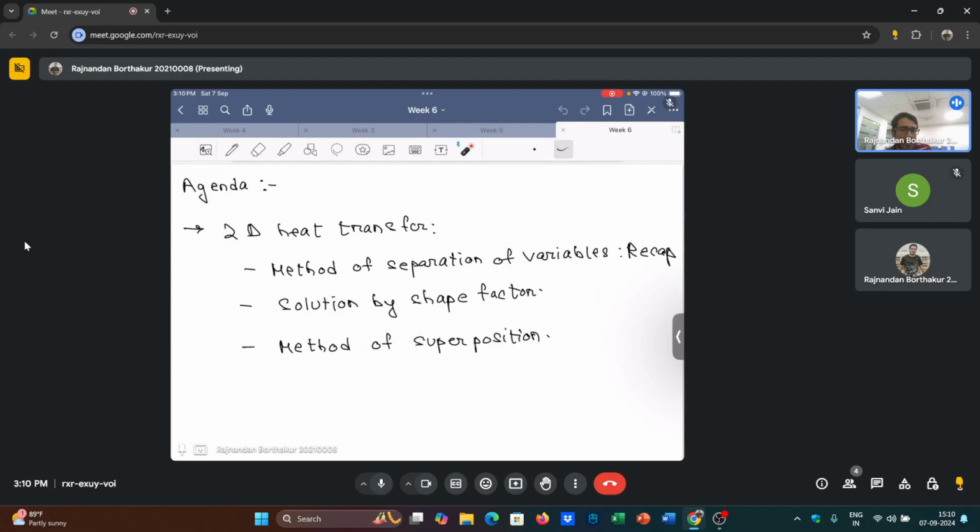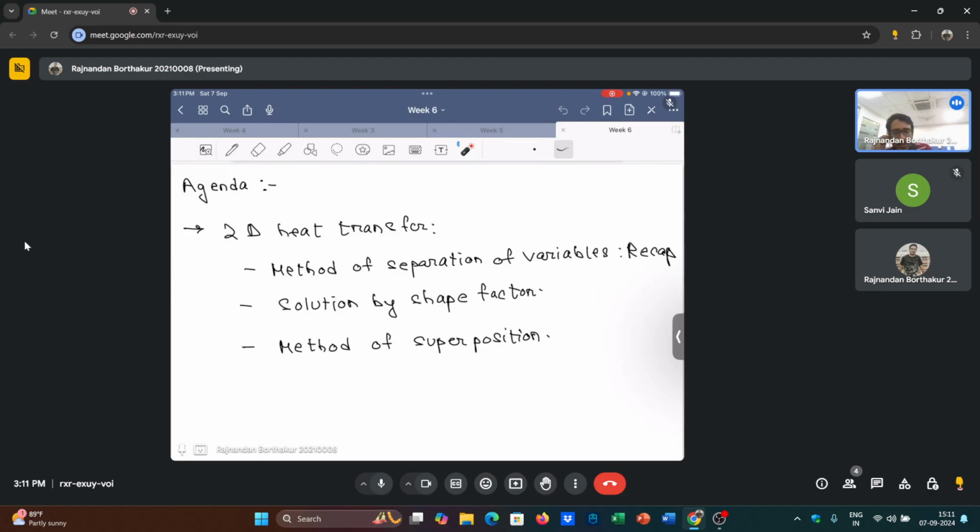And tomorrow we will start off with the agenda for week 7, and that is the transient heat transfer, and we will see something which is known as the lump capacitance model and heat transfer in a semi-infinite solid and so on and so forth. So that is something that we will see tomorrow. But today we will be sticking ourselves to 2D heat transfer. We may not encounter much problems in this 2D heat transfer.